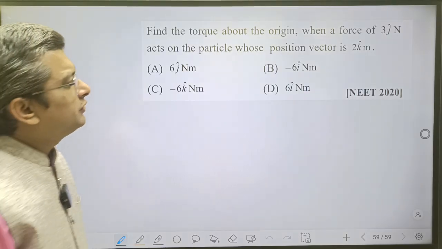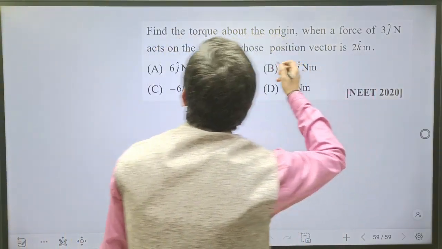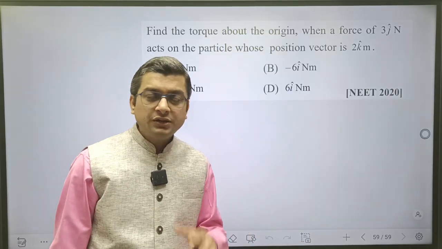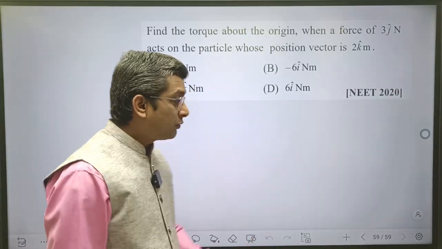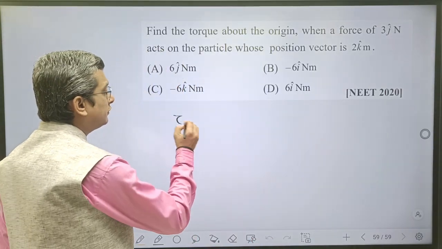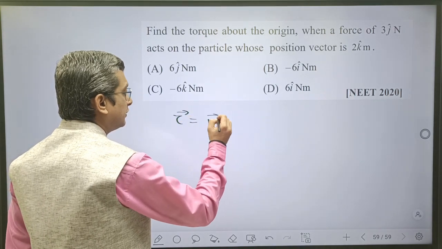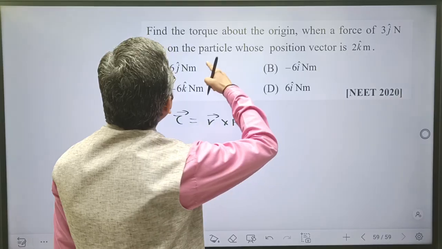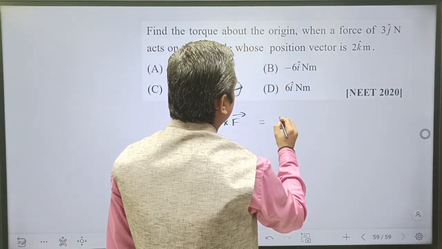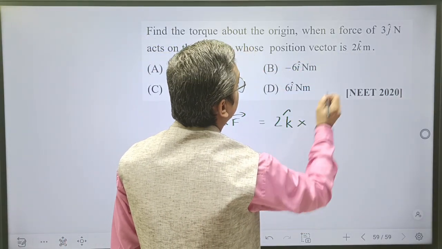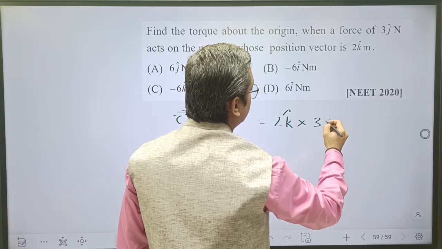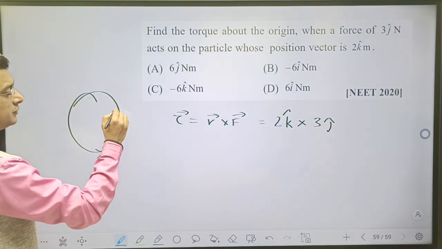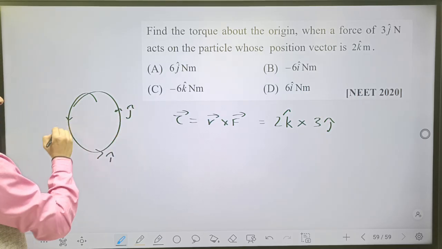Find the torque about the origin when the force acts on the particle. In the examples of the cross product, I have mentioned torque in this lecture. So torque is given by R cross F. R here is the position vector, so this is 2k cap cross the force, which is given by 3j cap. Remember this circle: this is I cap, this is j cap and this is k cap.